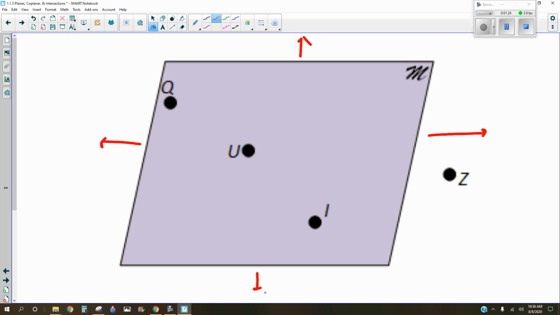Okay? And we can have points and we can have lines and rays and segments that live on the plane. You know, just like your desktop, you can set a pencil, which is a good example of a segment. You can rest your pencil on your desk. That is a segment resting on a plane.